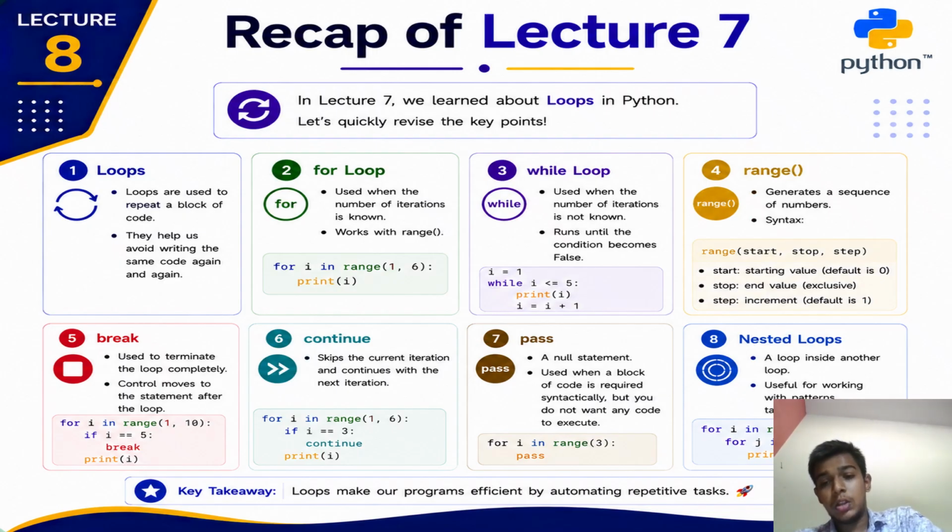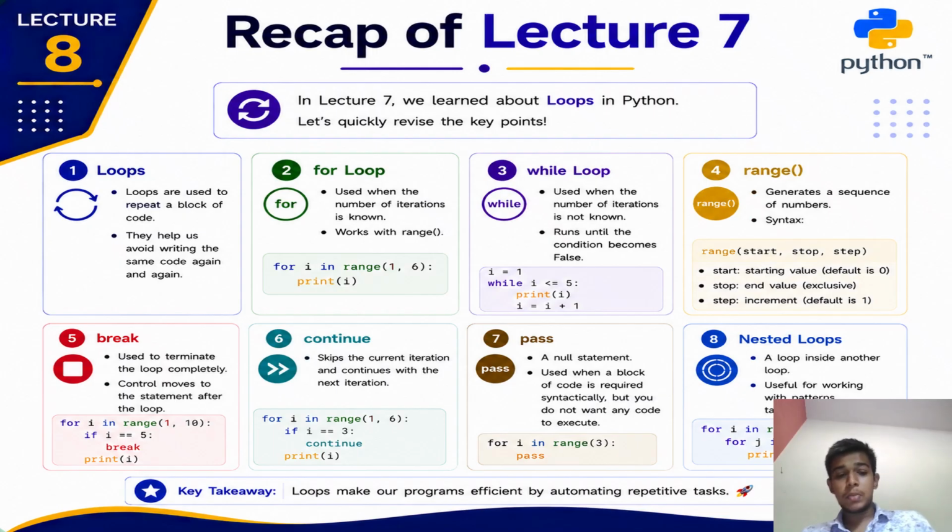We also learned about the pass statement. The pass statement does nothing, but it's useful as a placeholder when we need to write a valid block of code and plan to add the actual code later. Finally, we explored nested loops, where one loop is inside another loop. Nested loops are commonly used to create patterns, work with tables, matrices, and help to solve some complex problems.